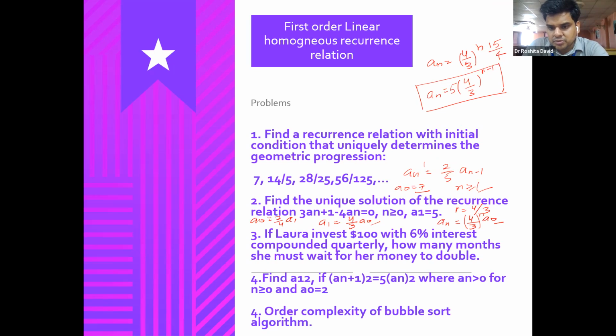So the unique solution will be An equals r to the power n times A0. R I am putting 4 by 3, A0 I am putting 15 by 4, and I am solving this. So 4 will cancel out, so one power will get reduced here. 3 will cancel out, so one power of 3 will get reduced. So n minus 1 power for these two, and 5 will remain here after cancelling by 3. Done.